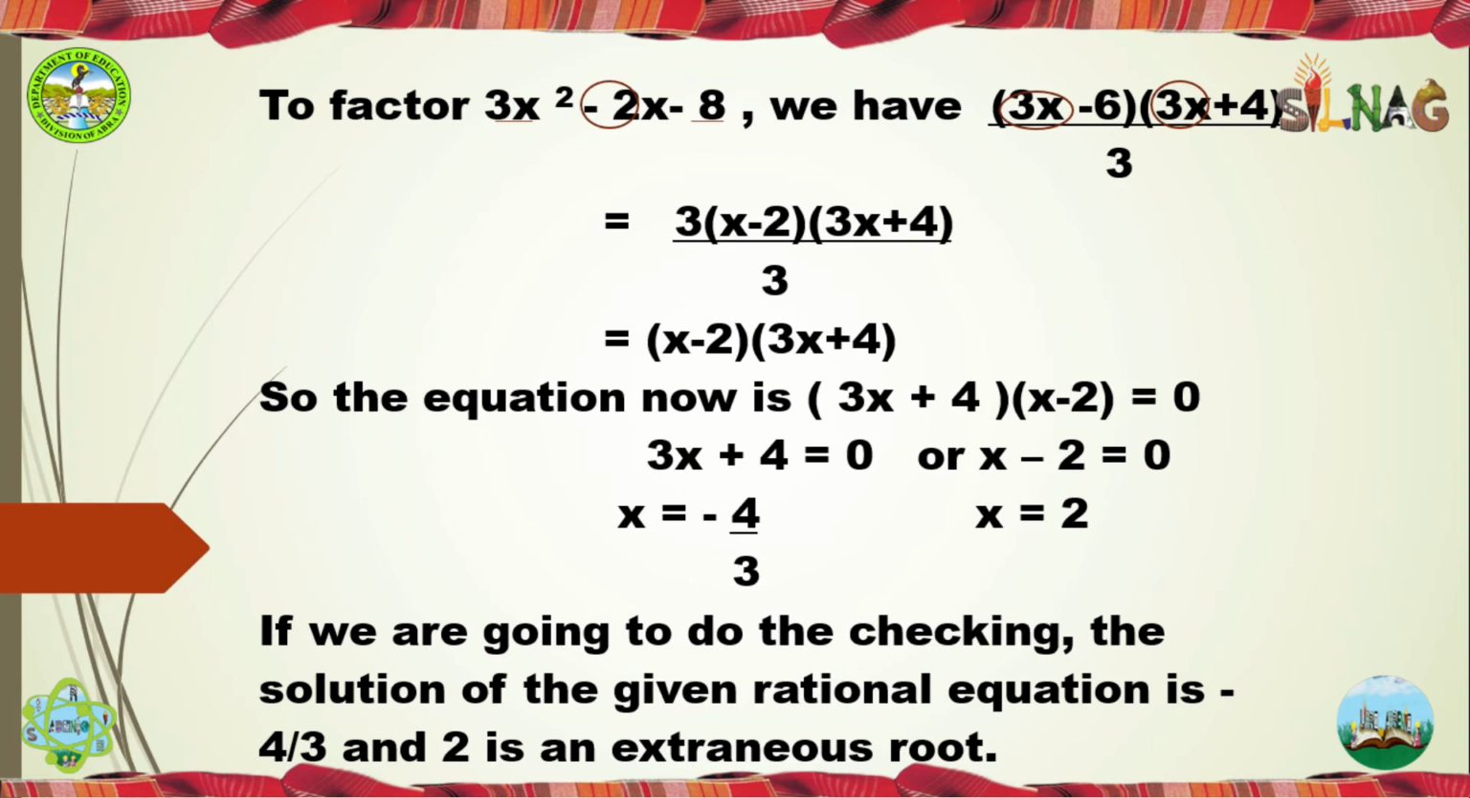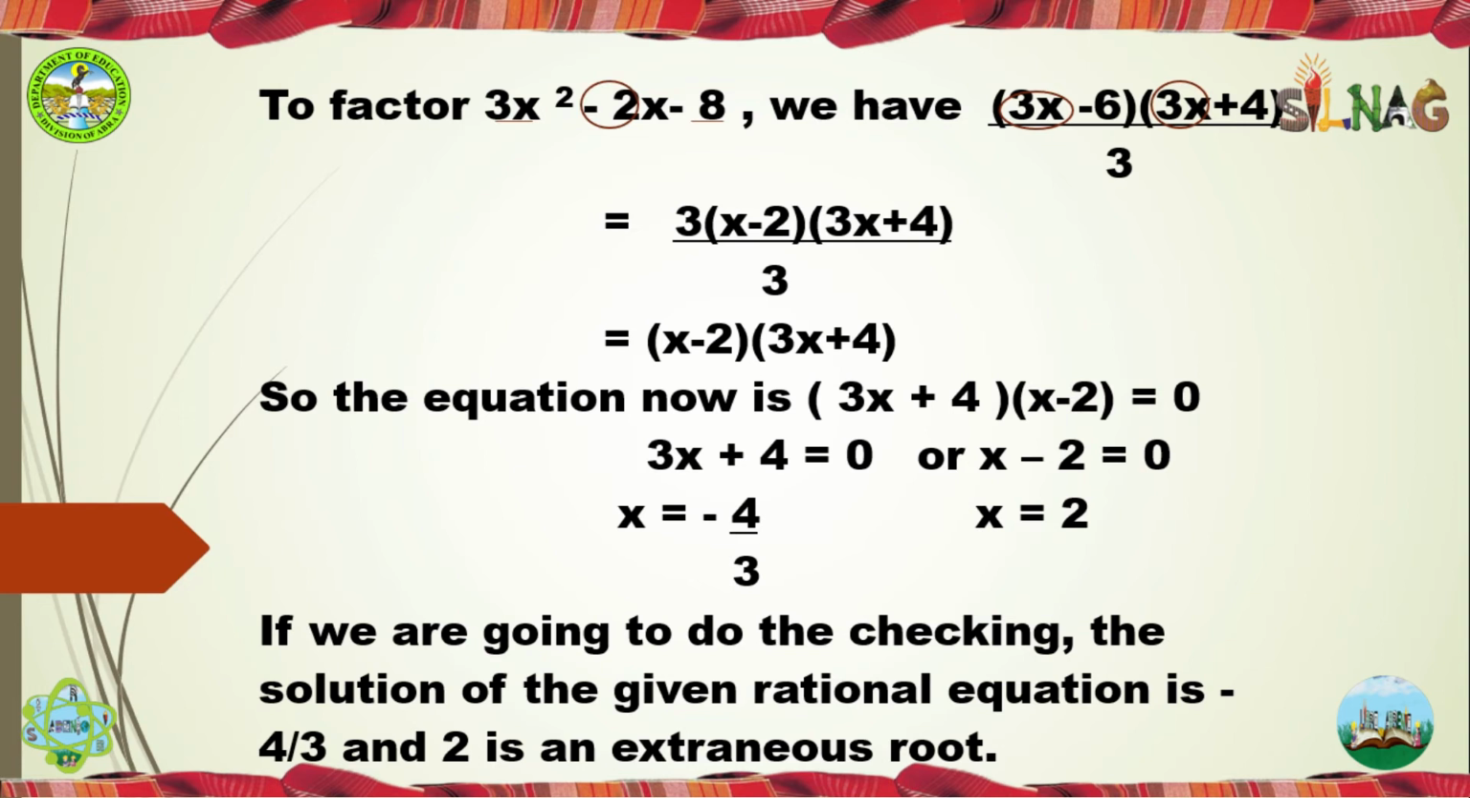Then next, over 3. Where did you get 3? It is the numerical coefficient of 3x squared. Okay, then next, we have to factor 3x minus 6 by common factoring. And the common factor is 3.